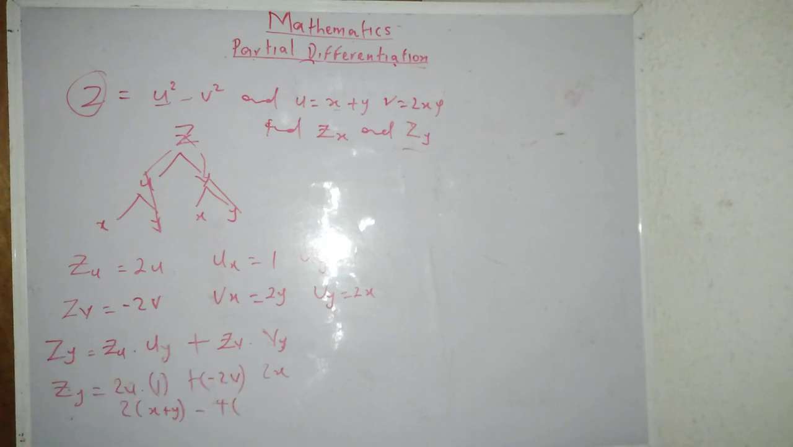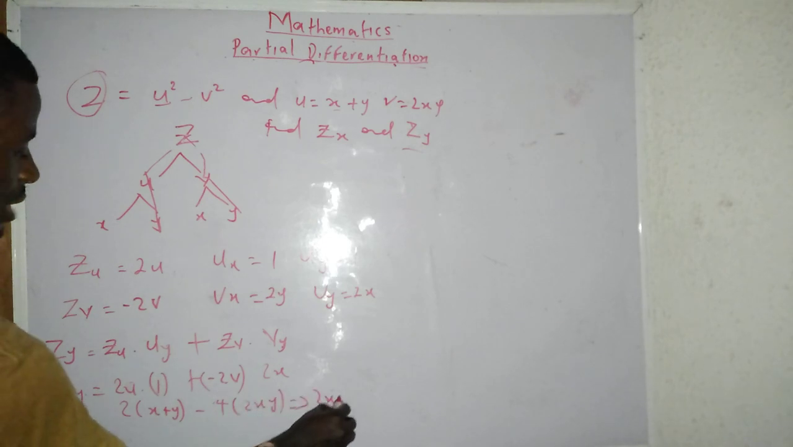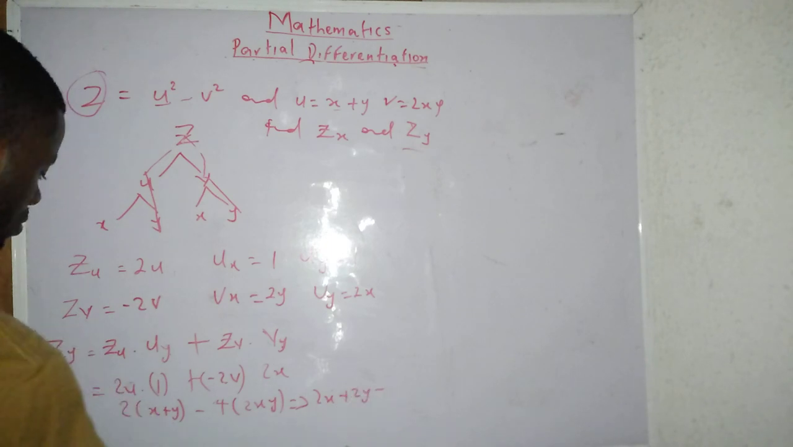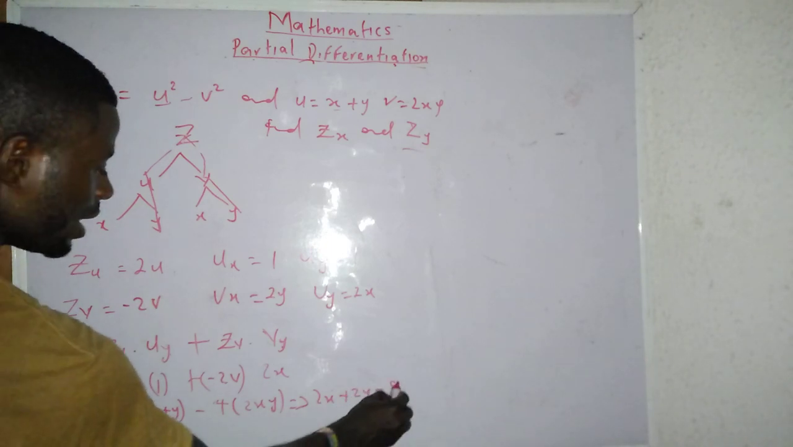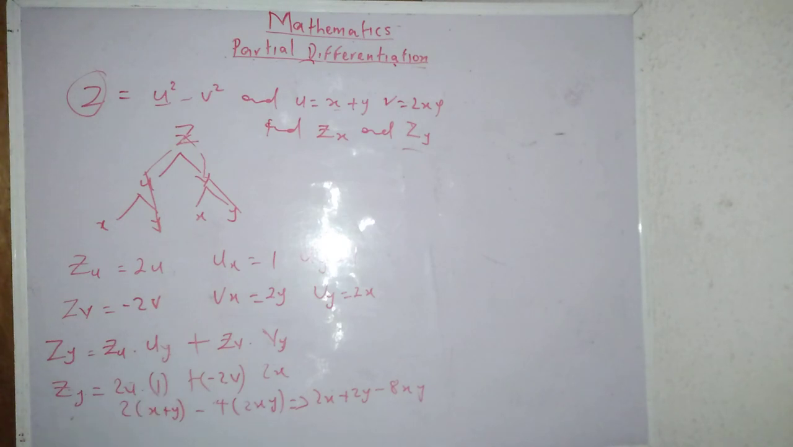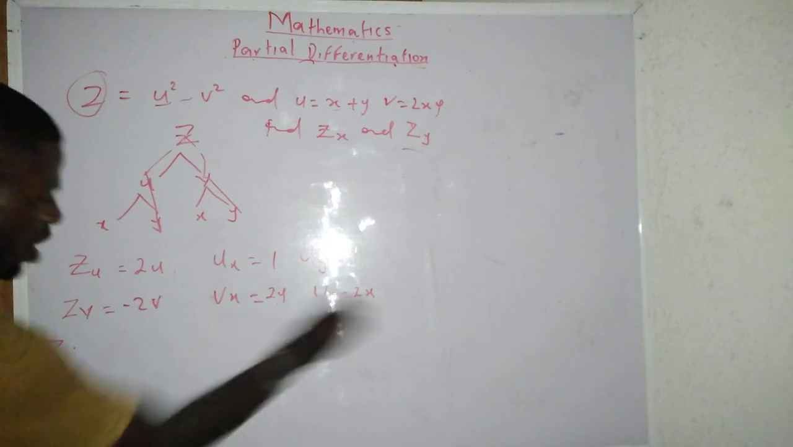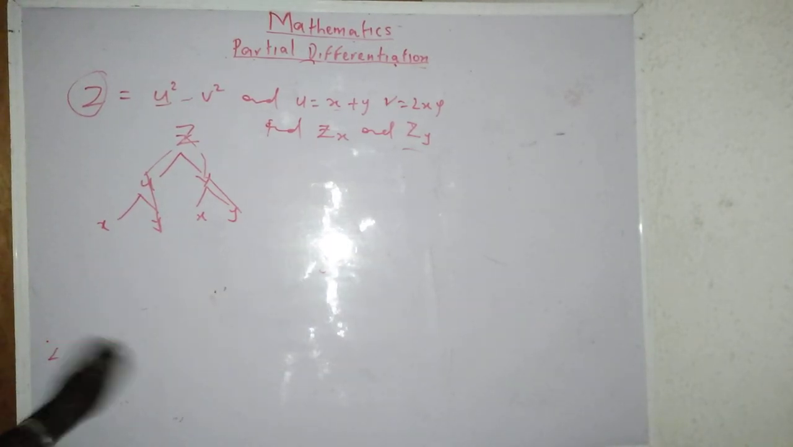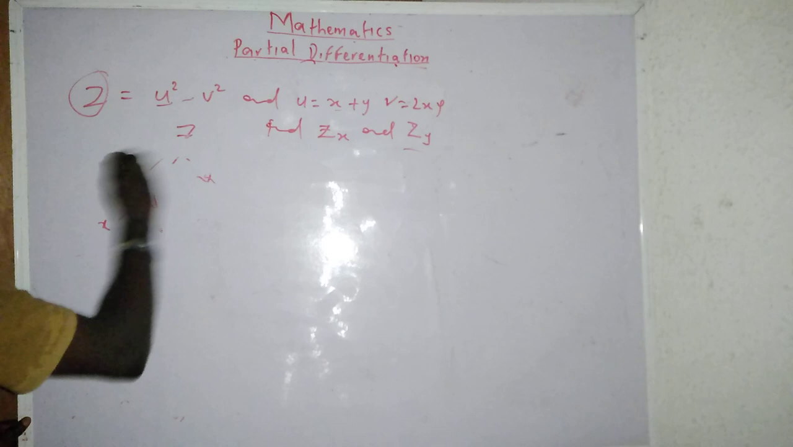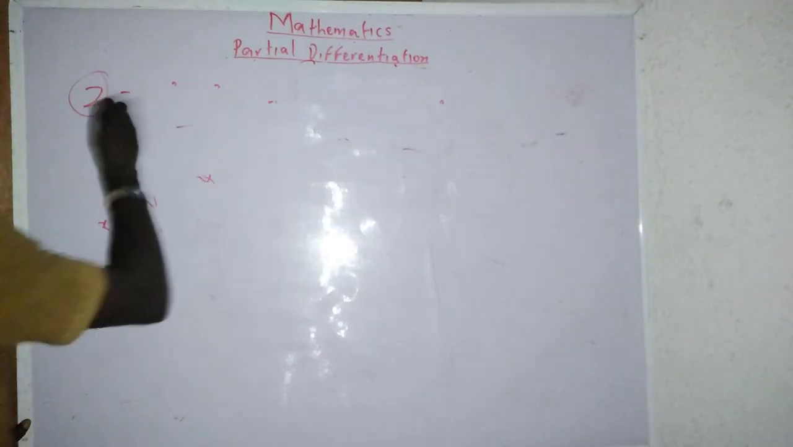what is my v? My v is 2xy, which everything will now be what? It implies 2x plus 2y minus 8xy. That's my final answer. Now, it's very simple. Let me give you another, because this is very common in any exam. Okay, let me try this also.